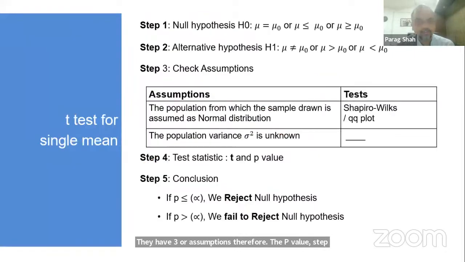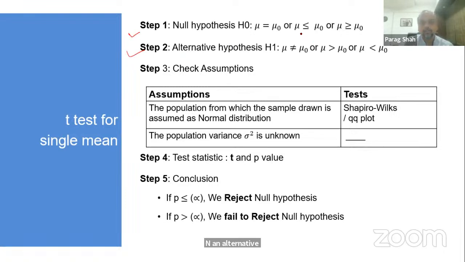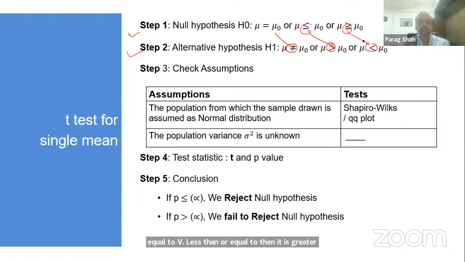Now we'll start. T-test for single mean. Null and alternative: either it will be equal to, then not equal to over here; less than or equal to, then greater than. So that is about null and alternative, which I have already explained and will take up in the further case studies also. Next part is checking the assumption.